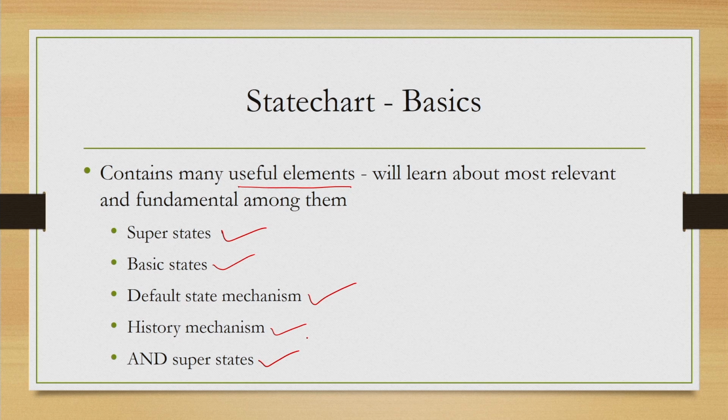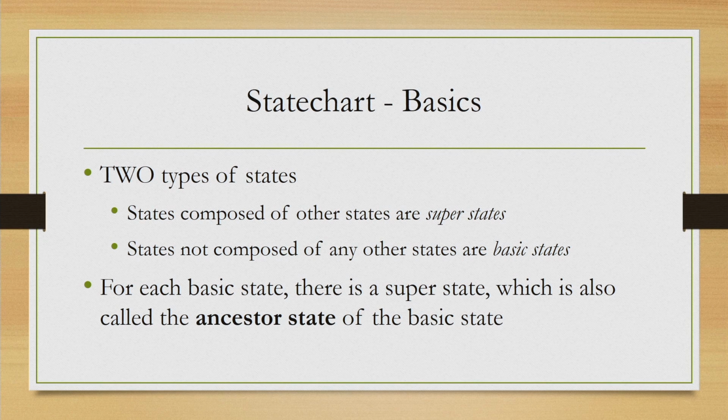So, state chart, as we mentioned, is an extension of state transition networks. So, it consists of states and transitions. What do these states represent? There are two types of states. There are some states that are composed of other states, and these are called superstates. There are some states which are not composed of any other state. These are called basic states.